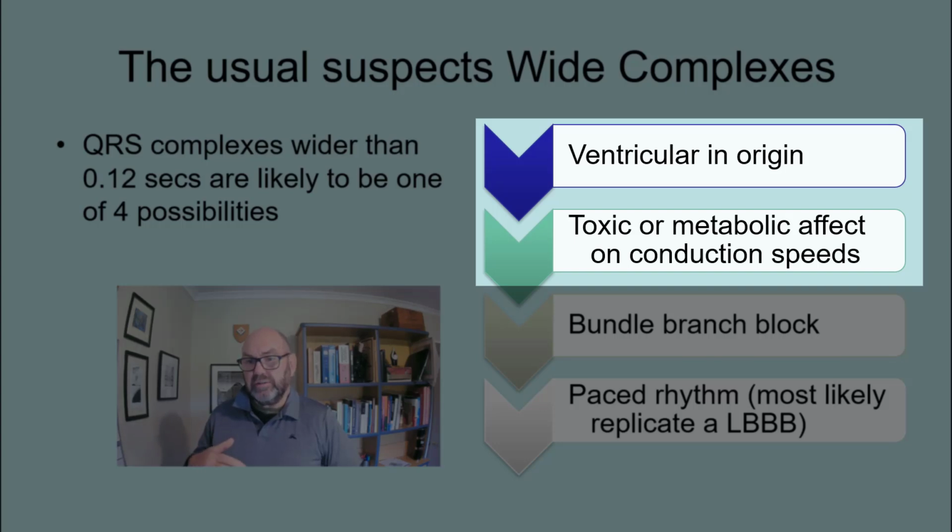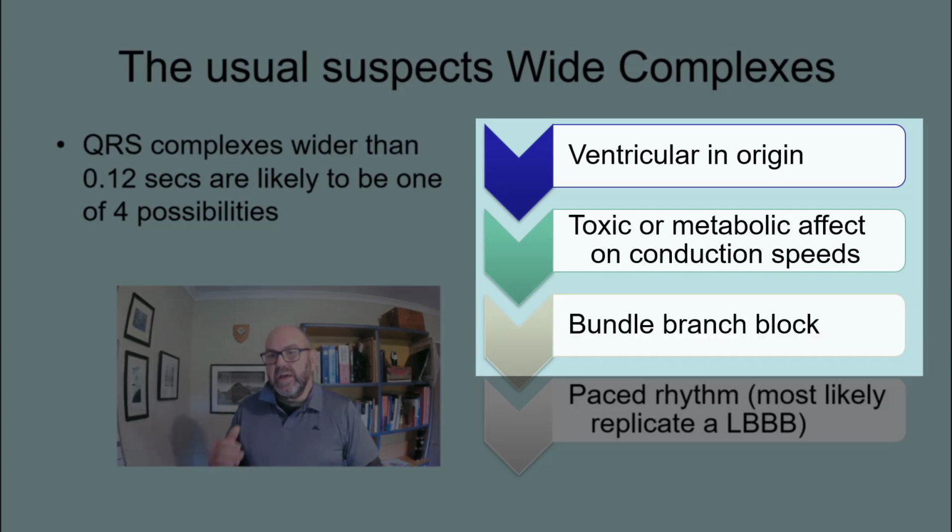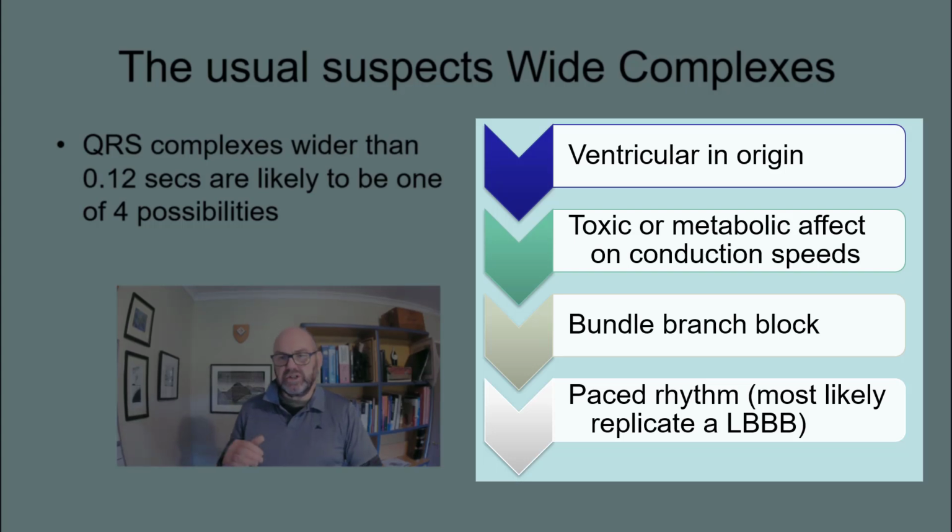If you've excluded the rhythms of ventricular origin and these metabolic disorders, the next step is to consider a bundle branch block. If this is the case, the block can be classified as a left bundle branch, a right bundle branch, or an indeterminate ventricular conduction defect, otherwise known as an IVCD. The last consideration is whether artificial pacemaking is responsible. Ventricular pacing is normally achieved via a pacing wire placed against the intraventricular septum. Its placement avoids the bundle branches and is most likely to replicate a left bundle branch block.